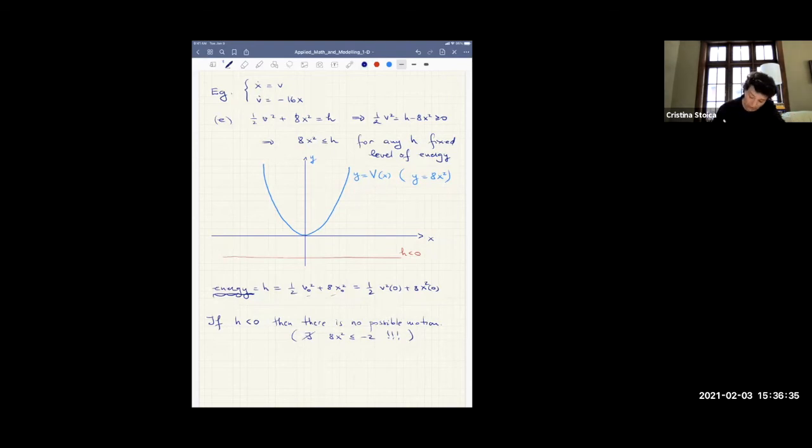Fine. So now, what about if h is 0? Let's look at h0. So h0 is this horizontal line, h equals 0. Well, in this case, the only possibility is for x to stay at 0. Then x of t will be 0 for all t, because if you want 8x squared less than or equal to 0, this is only for x equals 0. There is no other possibility.